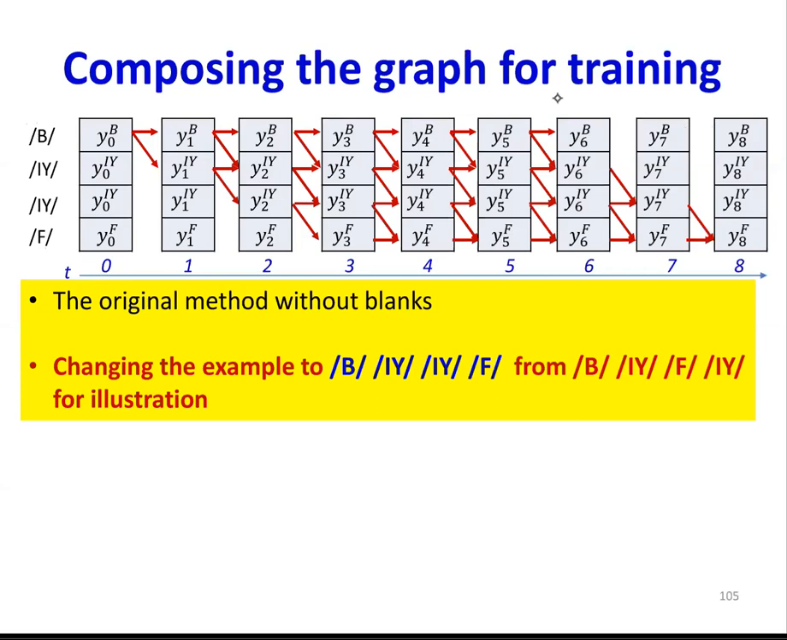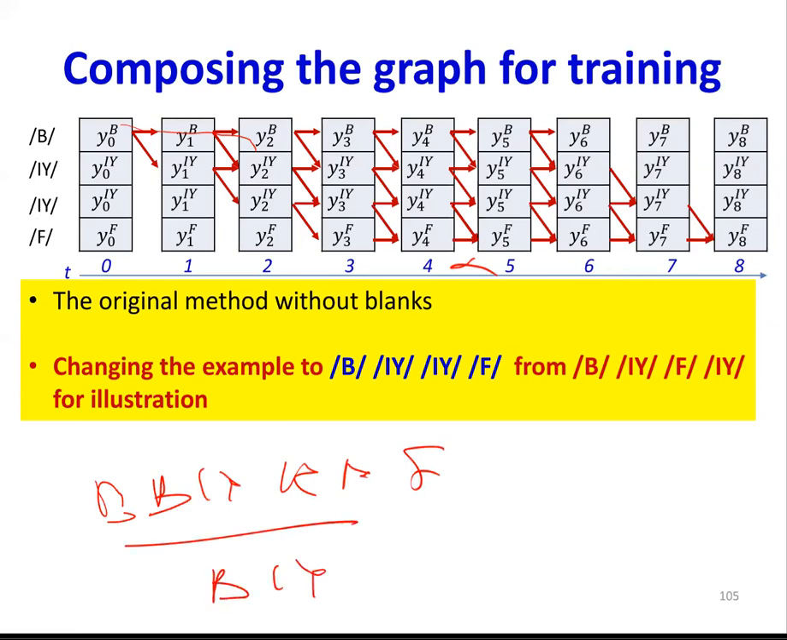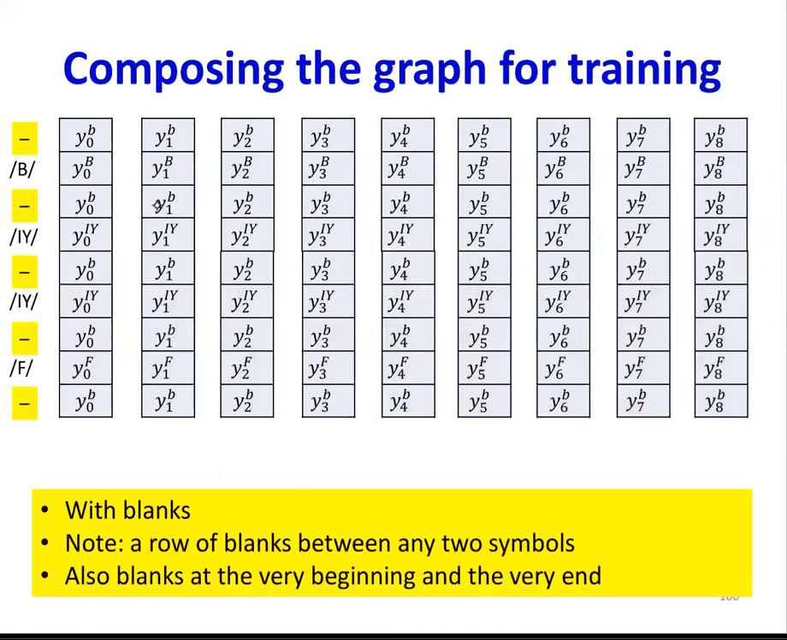If I just composed a graph of this kind for this, what's wrong with this graph? You need a hyphen between the two E's. I need a hyphen between the two E's because any alignment I'm going to get is going to be of this kind, and it will collapse to simple B, E, F. It's not going to collapse to two E's. So what I will need to do is compose a graph like this. I'm going to need to add a hyphen between every two symbols of this kind.